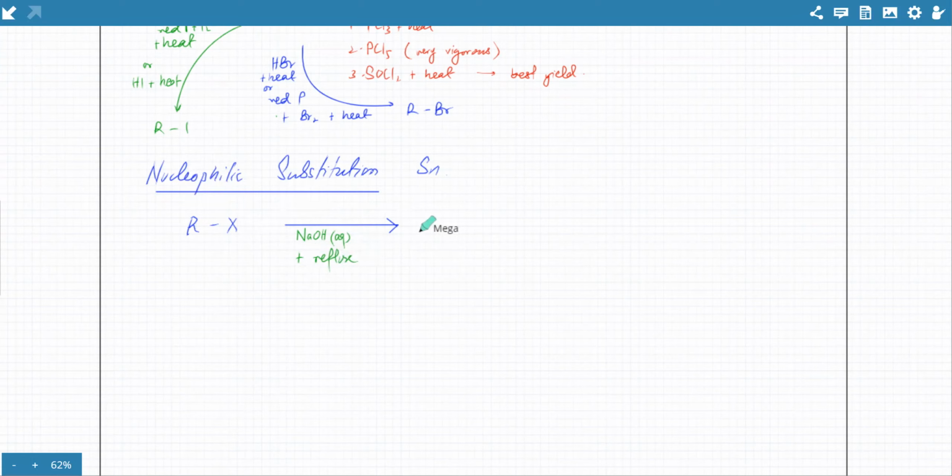What's going to happen is that the halogen would get substituted by an OH. So the nucleophile in this case is OH minus. Okay, that's the summary. There's going to be OH minus from NaOH, and the OH minus is going to come and remove the halogen. Let's say there's Cl over here, and the Cl minus would get knocked out. So it's a simple reaction. This is what's going to happen.